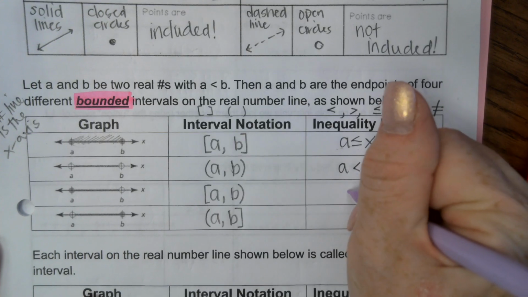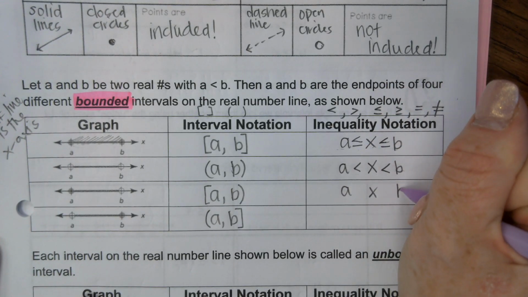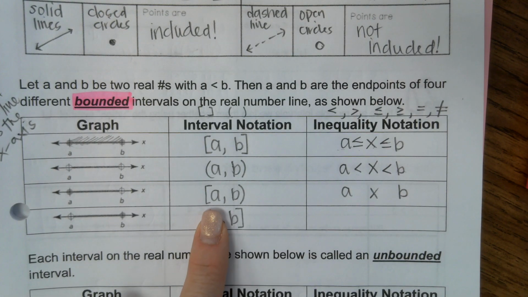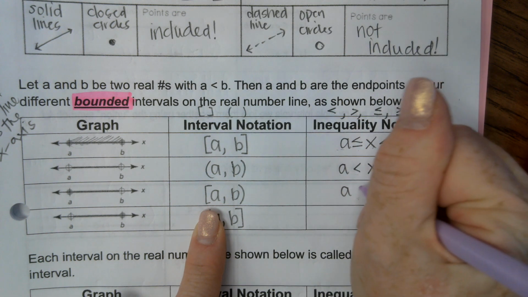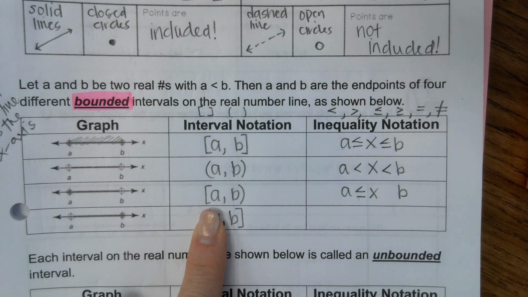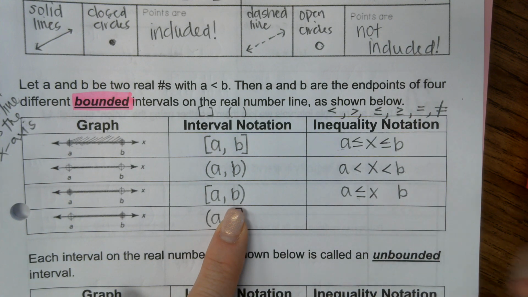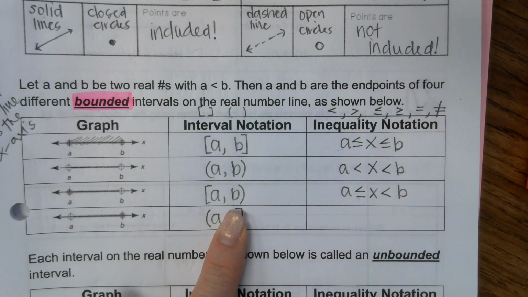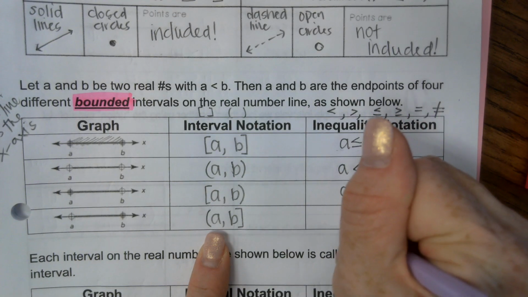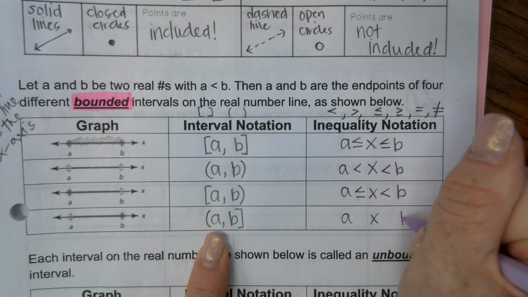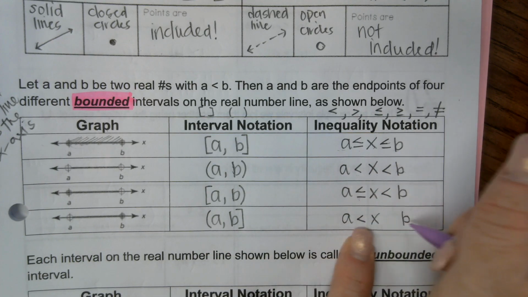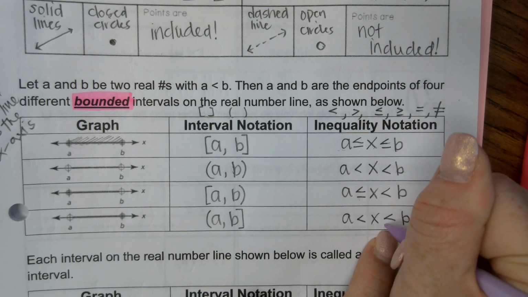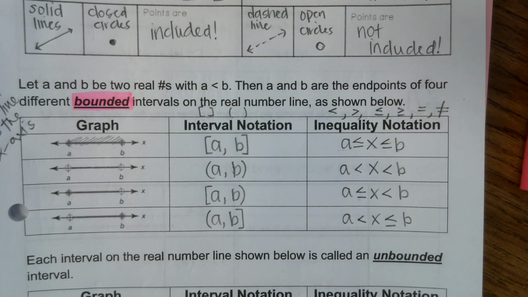Okay? All right, right here I have A, then X, then B. What kind of symbol am I putting right here? Less than or equal to, okay? And what about right here? Just less than, perfect. And then lastly, same thing. This is going to be less than, and this is going to be less than or equal to, perfect.